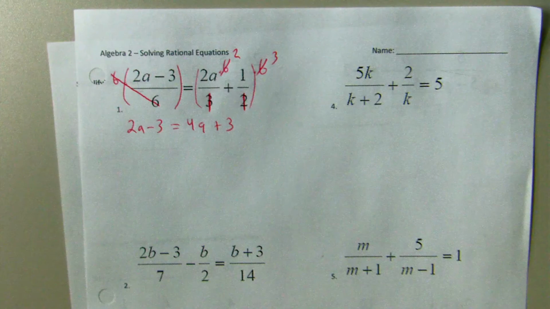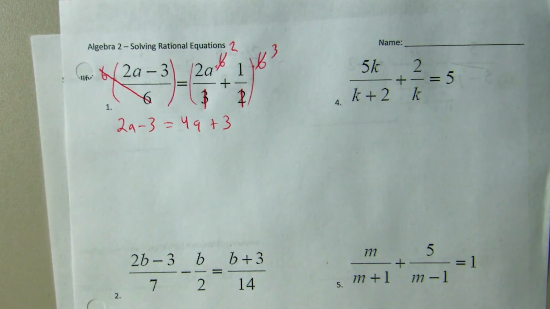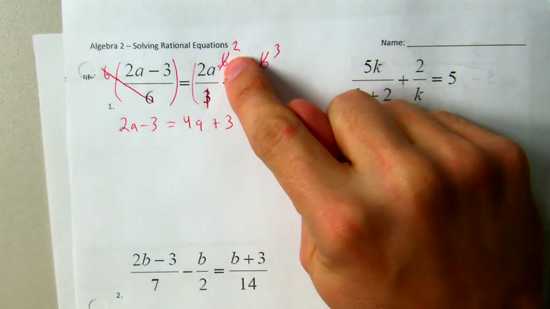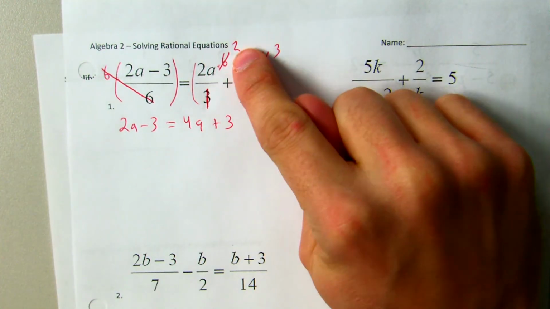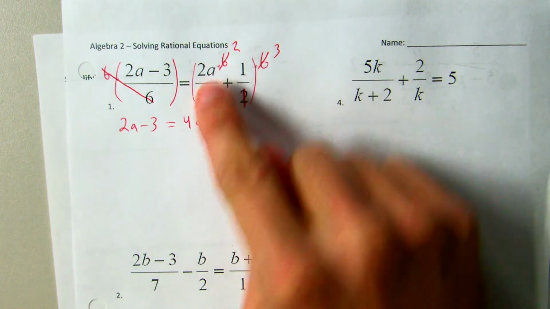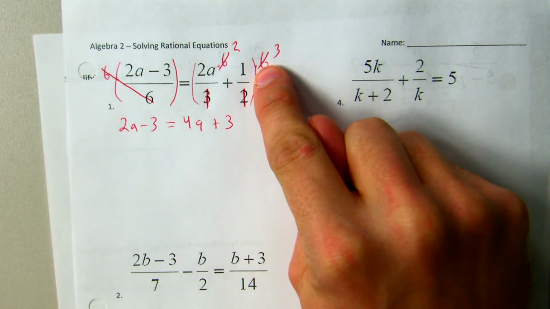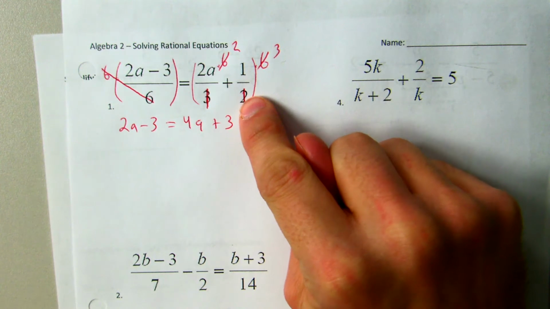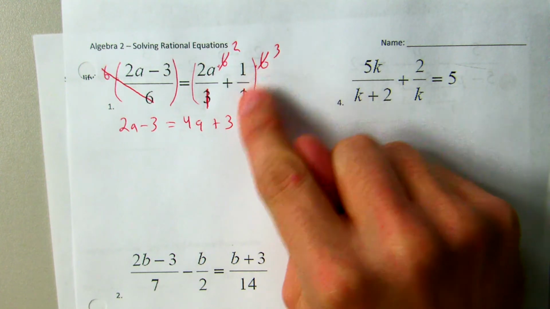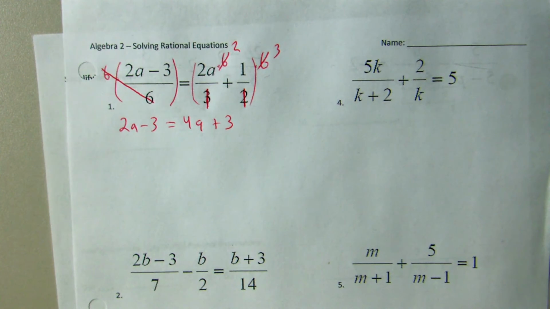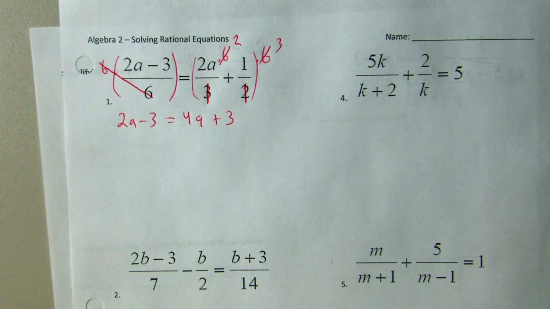We're not finished, but what we're left with at least isn't fractions. So I multiplied this one by 6, that canceled out. I multiplied this one by 6, 6 over 3 reduced to 2. I took that 2 and multiplied it by the 2a that was already there. I multiplied this one by 6, it reduced by 2. 6 divided by 2 gave me 3, and I multiplied that by the 1 that was there. And then usually once you do that, it's not too bad to finish it off.